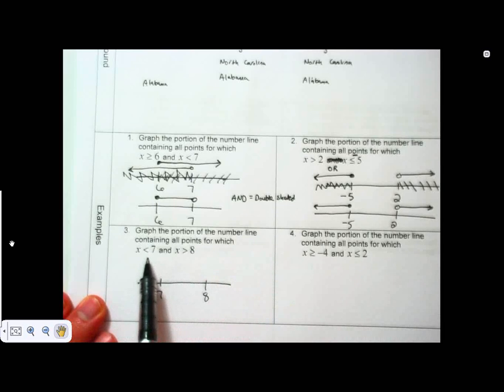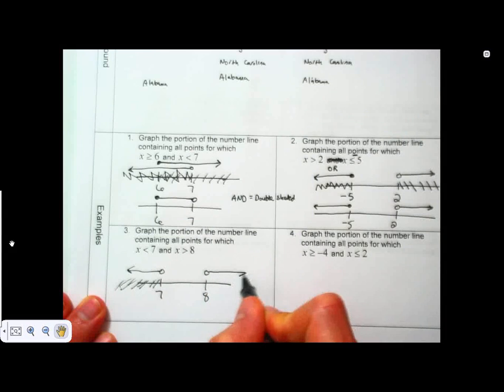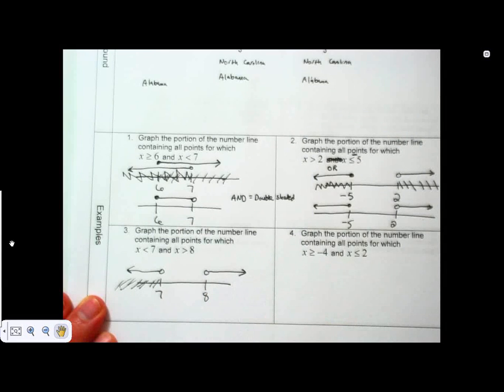Okay, so for number 3, if we want to graph all numbers less than 7, that's all of those. So that's all these numbers less than 7. All numbers greater than 8 are all the numbers to the right of 8 on the number line. So if I shade those.